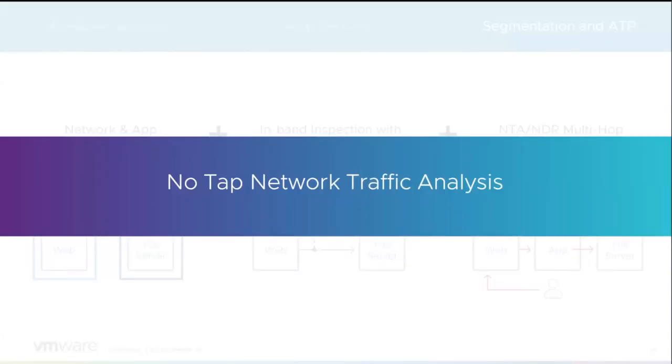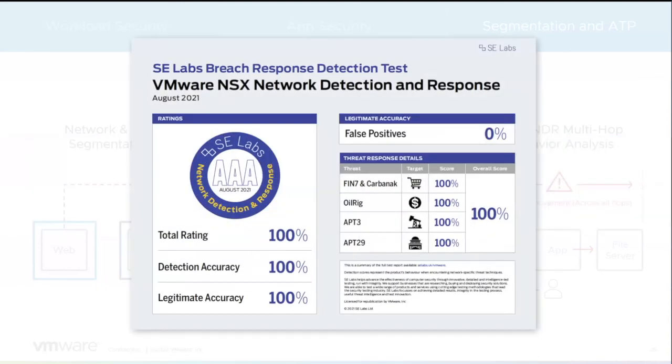And again, because this is all software delivered, there's no need for any expensive hardware taps in your data center or in any of your branches. Now, because this is deployed with the workload, we see every packet going in and out of that application or in and out of that network resource. And did I mention SE Labs already? I did, but just to remind you, we are the first and only vendor to have received a AAA rating for our network detection and response capabilities from SE Labs.